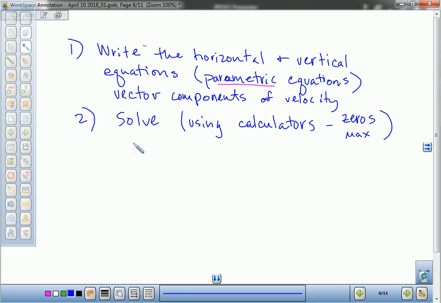Then we're going to solve the question they asked. They could ask a lot of different things. I gave you one situation, and we looked at it three different ways. We're going to use our calculators, definitely. We're going to be using the zeros, the max. We also use the value button. These are the things that we will use to solve.